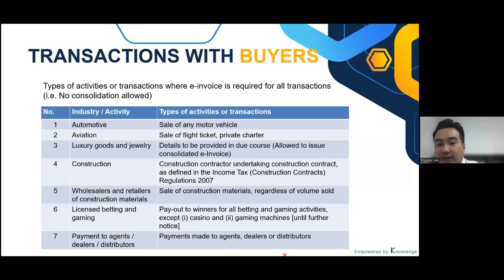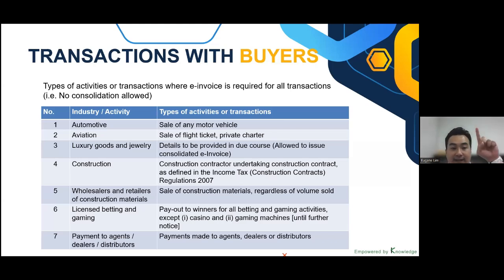But for those doing business, when you buy a car, buy things, buy etiquette, you need to remember that you will definitely have an e-invoice. It means you request the supplier to provide you the e-invoice under the company name. So this thing you need to take care of.